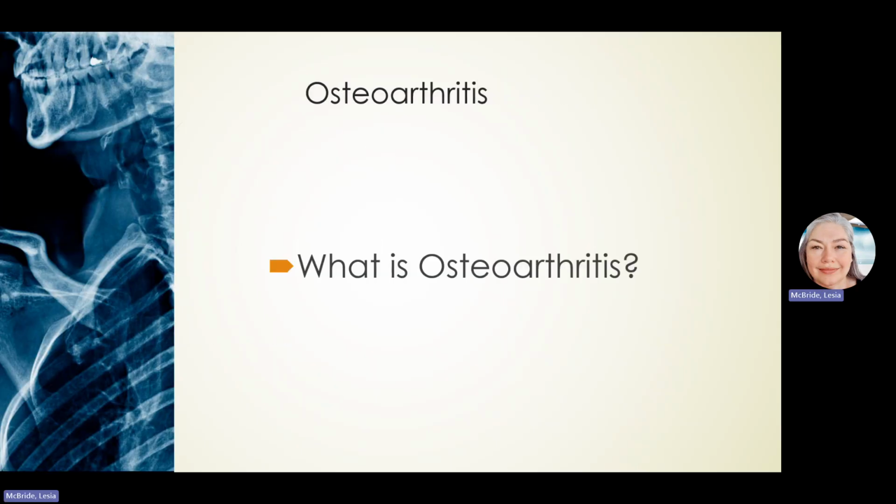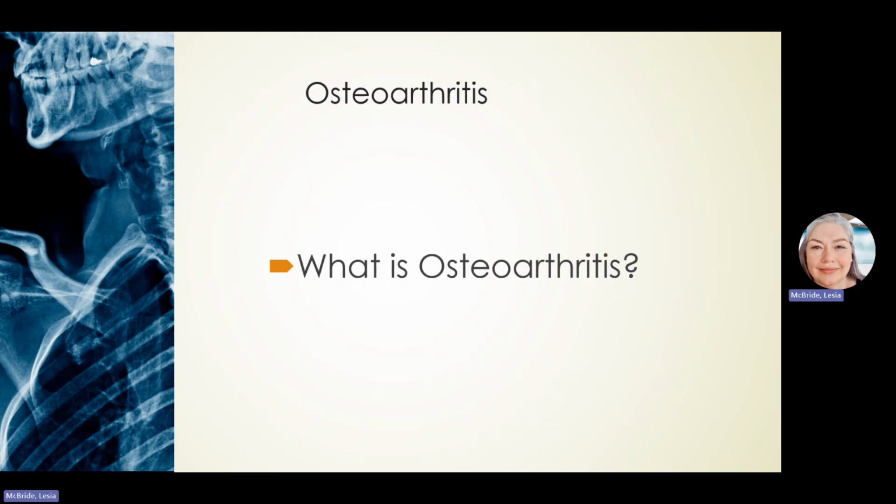So osteoarthritis is the most common form of arthritis. It affects millions of people worldwide. If you remember your bone anatomy, we have our bones, we have the joints, and we have between the joints cartilage.